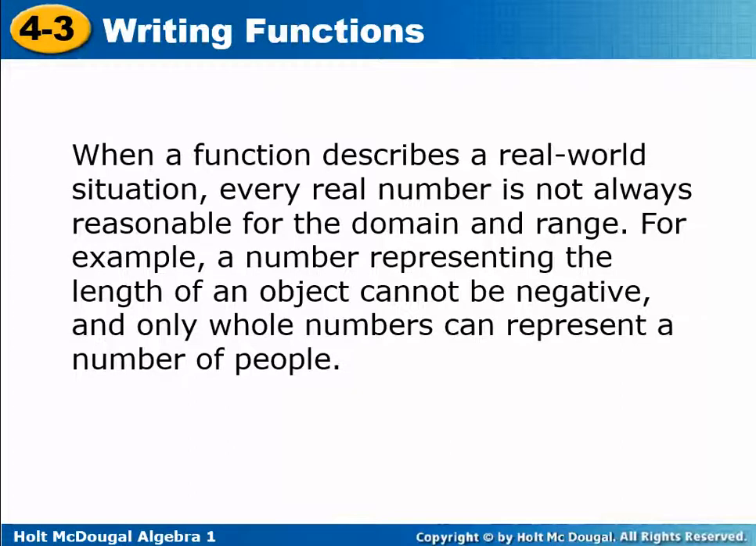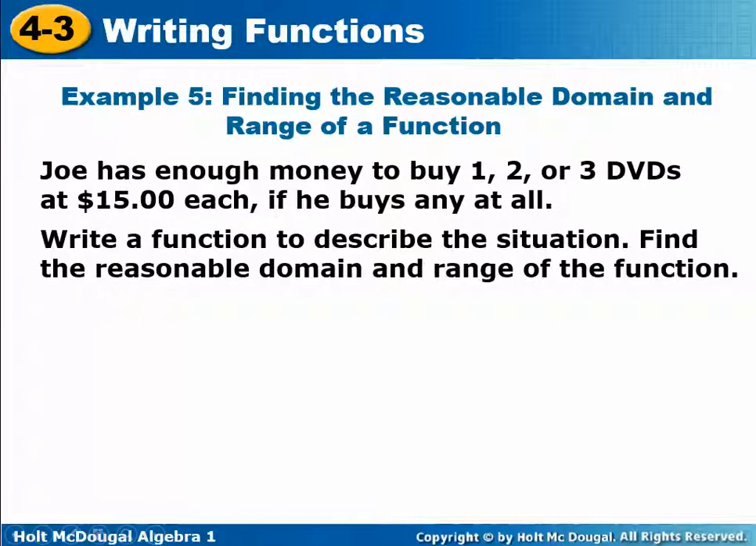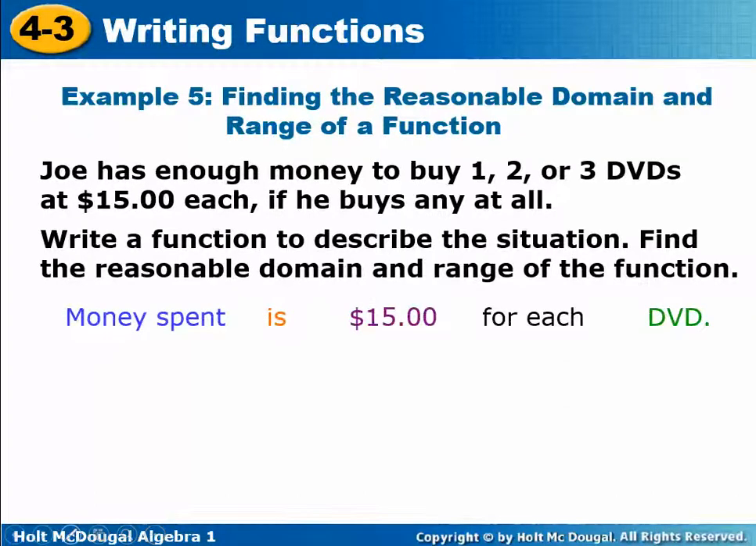When a function describes a real-world situation, every real number is not always reasonable. For example, if you're talking about the length of an object, it can't be negative. If you're talking about people, you have to use whole numbers. You can't use decimal numbers for people. If you're talking about time, that can be anything that's positive. If you're talking about buying DVDs, you can't buy a fraction of a DVD. So sometimes you'll be asked to write a reasonable domain and range of the function.